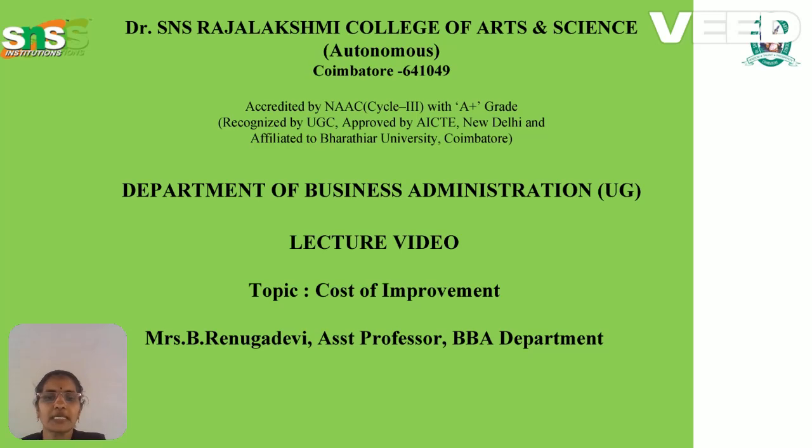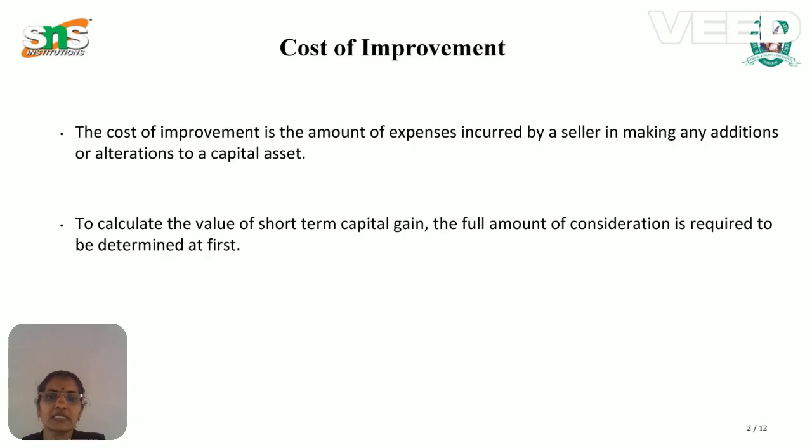Today we are going to discuss the cost of improvement. In the previous video we discussed capital gain and the income received from salary. Today we discuss cost of improvement. Cost of improvement is the amount of expenses incurred by a seller in making any addition or alteration to a capital asset. We already discussed capital gain.